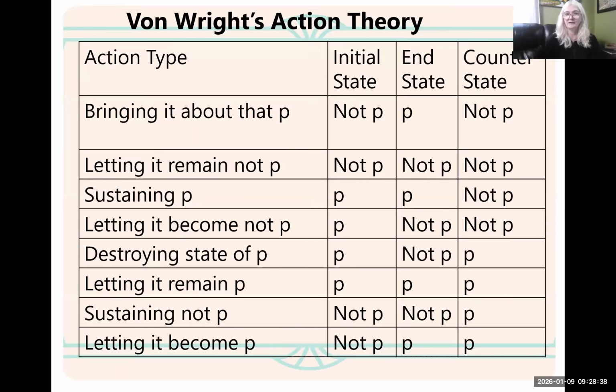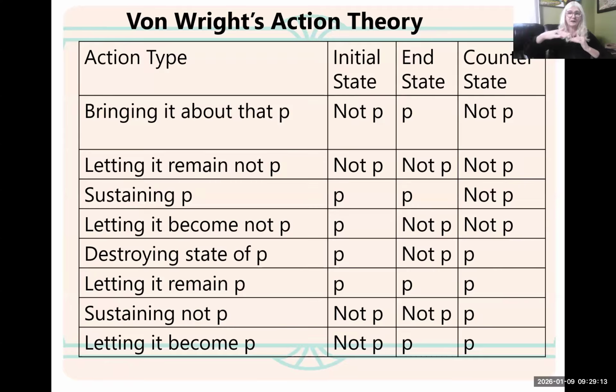You could destroy the state of P. Okay, so I think if I had my drawing, I could rip up my drawing and destroy it. That is, I could keep it the case, but instead I make it not the case. Letting it remain P. Okay, so let's say that I'm envisioning things in my yard I want to change. Okay, and I see where my flowers grow and I let that remain the case.